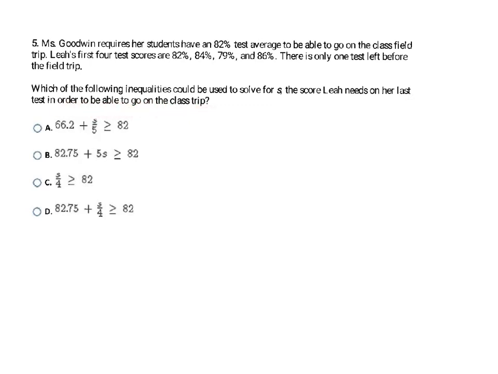Well, here we need to remember that to find an average, we add up all of the scores and divide by the number of scores. So we have 82 as a score, and we're going to add that to 84, which was a score, plus 79, plus 86, and then we have this fifth one that we don't know yet, that they say to call S.